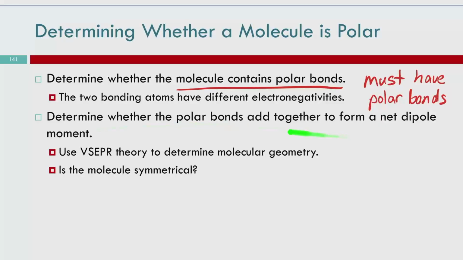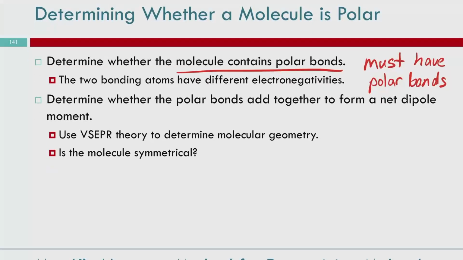And then you can determine if the polar bonds add together to form a net dipole moment. So you can use our shape theory to determine the molecular geometry, and then think about, is it symmetrical? And that might be scary. There's a shortcut, and that's the last slide. I wanted to leave you with some relief.